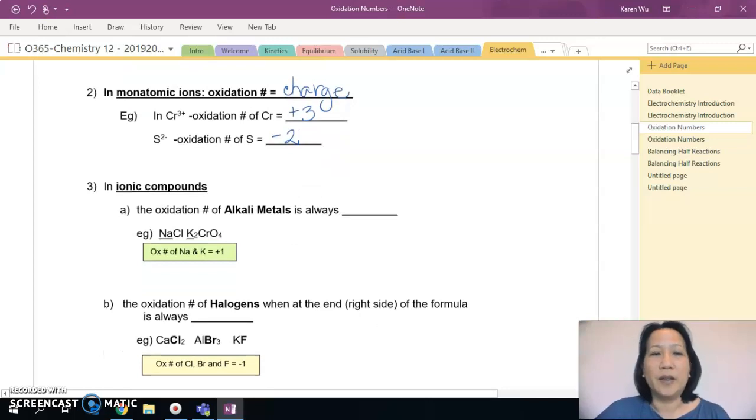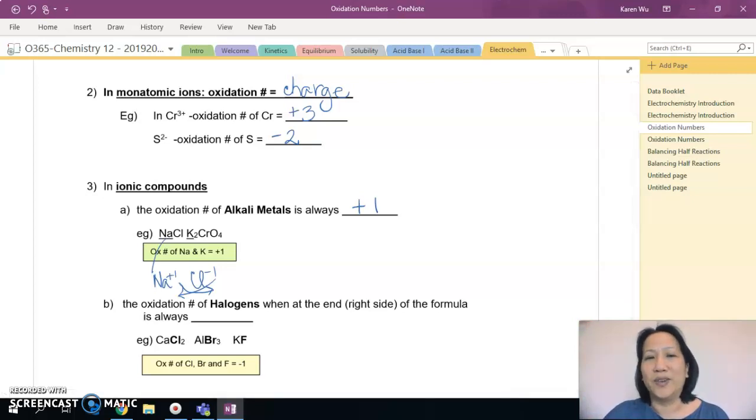Number 3, ionic compounds are coming from ions. So for example, an ionic compound made up of the positive ion sodium and the negative ion chloride. Sodium has a +1 charge, and chloride has a -1 charge, and that's why when we crisscross, the formula is NaCl. So going back to the original charge of sodium or potassium in this compound, the alkali metals are +1. So everything in the first column is +1.